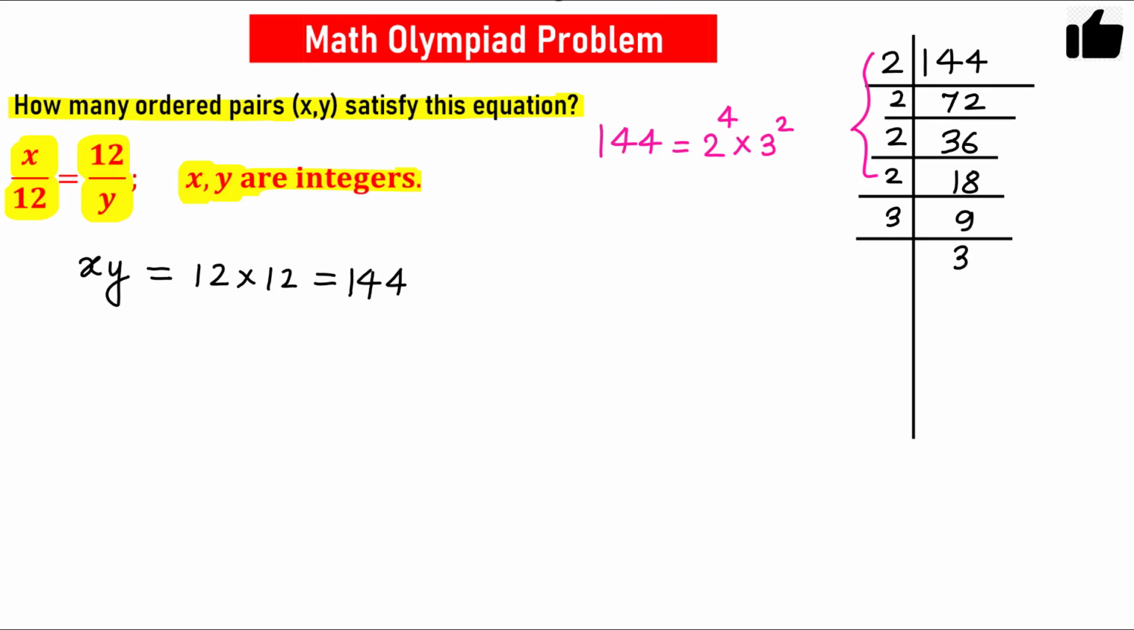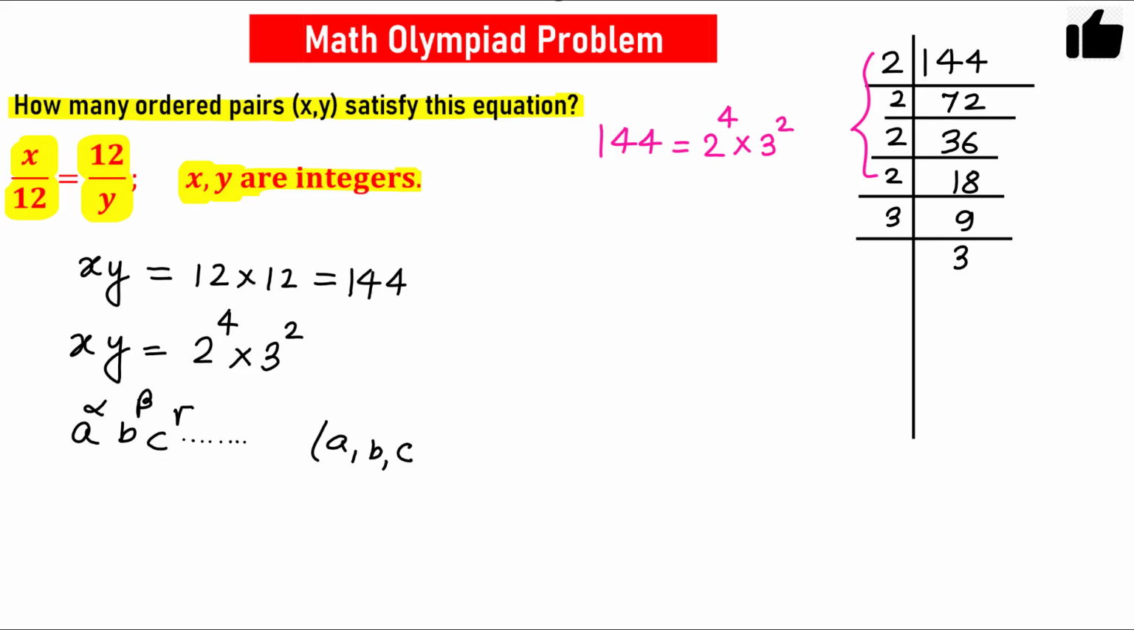So now I can write xy equals 144, which equals 2 raised to the power 4 times 3 raised to the power 2. And 2 and 3 in this case are prime numbers. Now I will use one result here. If you have something like a raised to the power alpha, b raised to the power beta, c raised to the power gamma, and so on, where a, b, c are prime factors.